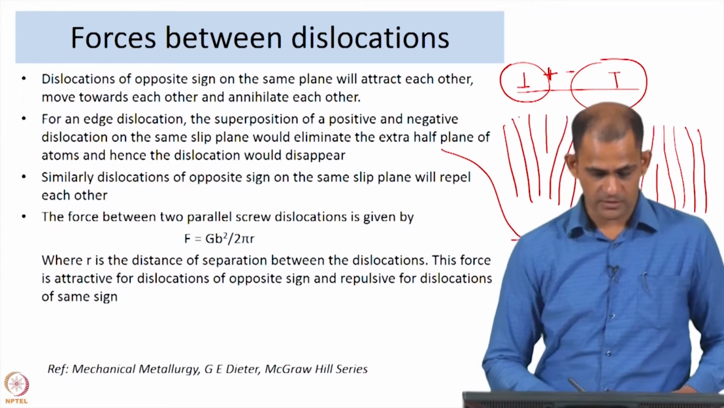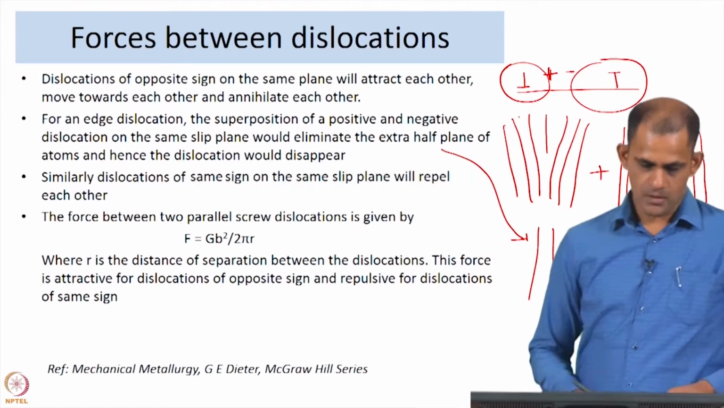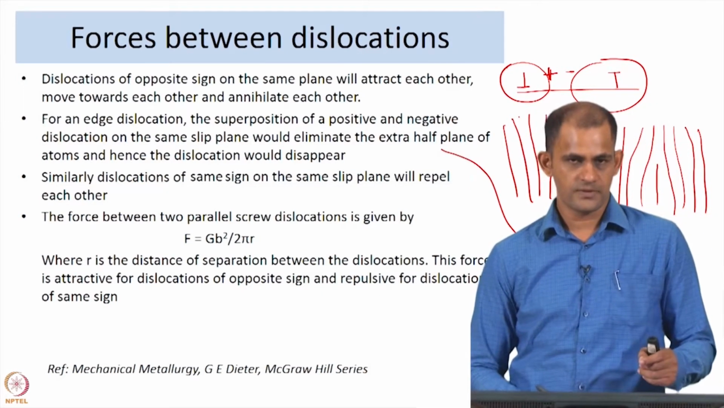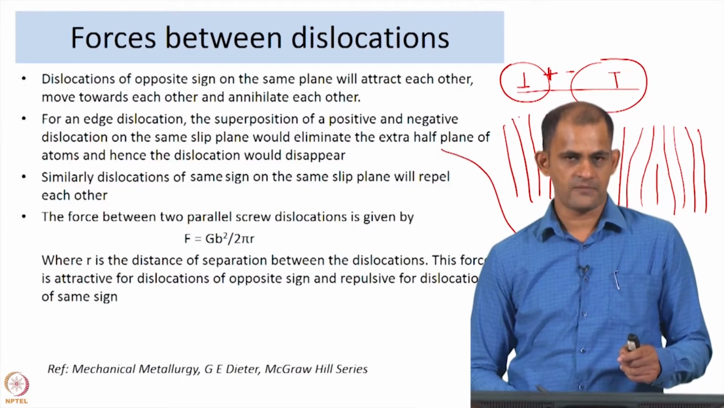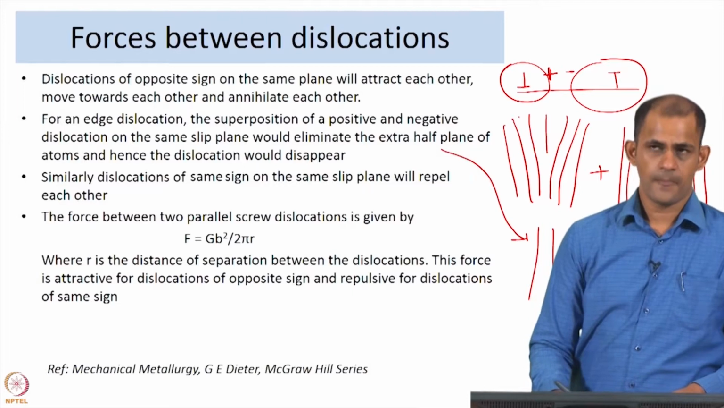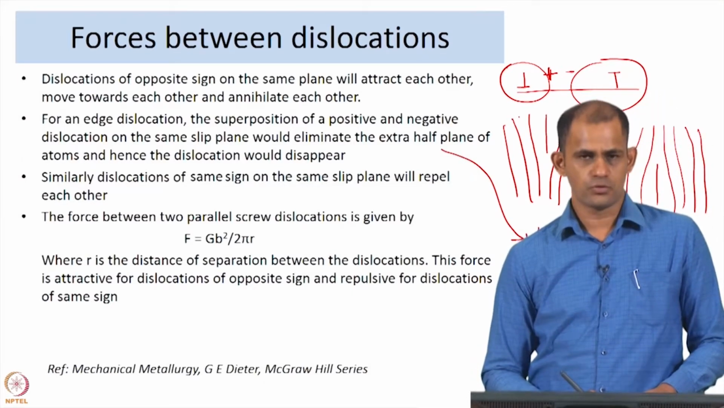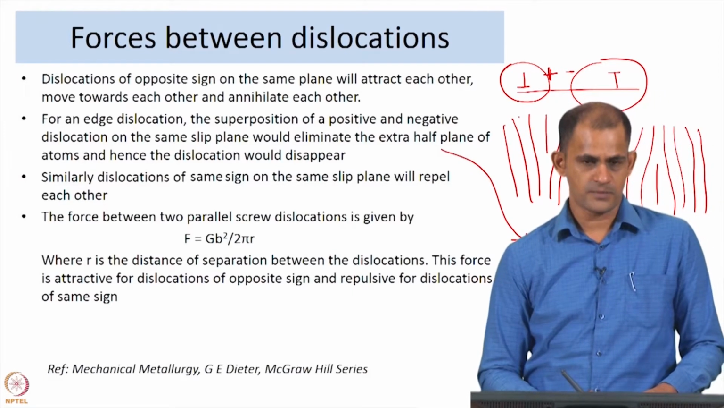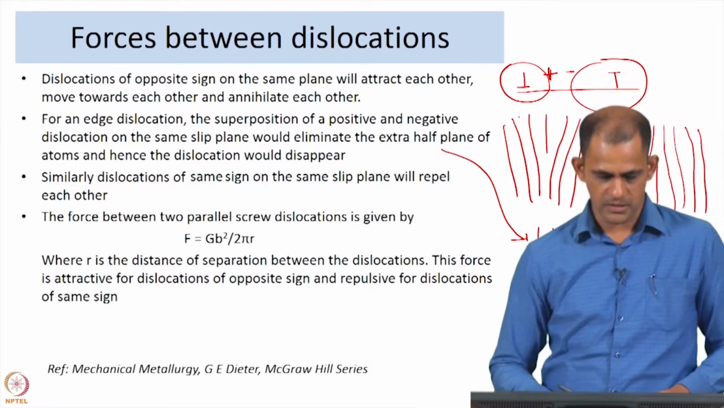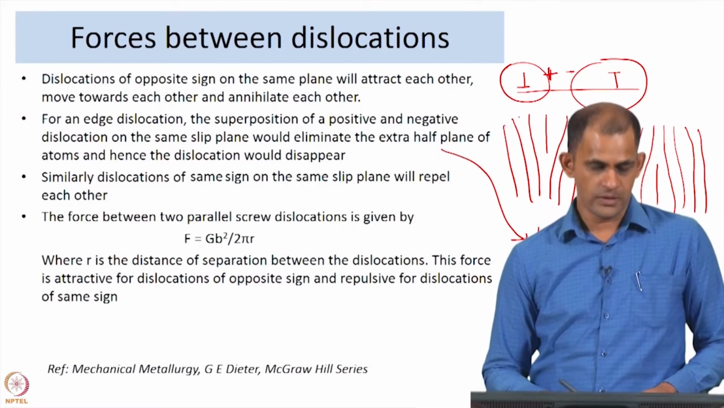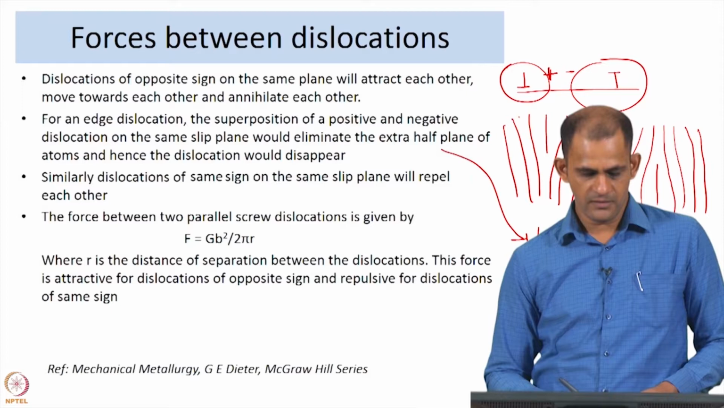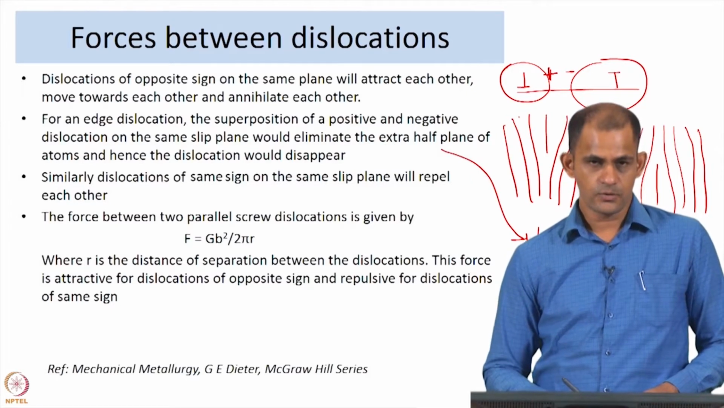Dislocations of same sign on the same slip plane will repel each other. So, dislocations of opposite sign attract, whereas dislocations of same sign on the same slip plane will repel each other. And the force between two parallel screw dislocations is given by the following relation. So, we are talking about repulsion between dislocations. If you look at the force between two parallel screw dislocations, that would be given by Gb square by 2 pi r.